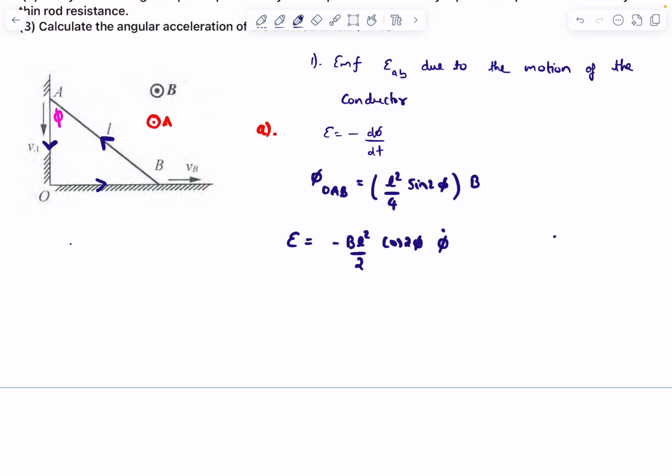So phi dot, we can also say it is the angular velocity of the rigid body. Now, in order to find the angular velocity of the rigid body, we can take the help of the instantaneous axis of rotation, right? So how do we locate that?